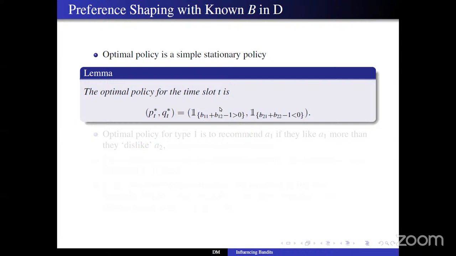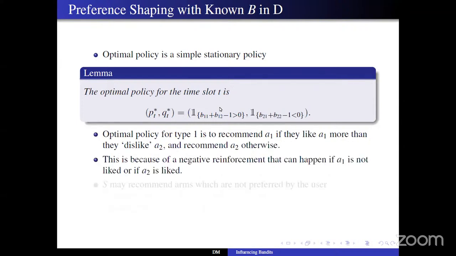Okay, so this is actually quite surprising, at least at first glance. If you want to interpret this in words, you're looking at B11, the probability that I like my type, and I'm comparing it to 1 minus B22, the probability that I, quote unquote, dislike the other arm. So S is going to recommend my type to me if I like my arm more than I dislike the other arm. It's not too hard to show this. I'll skip the proof. So the optimal policy for type 1 is to recommend A1 if they like A1 more than they dislike A2, and you can write a similar one for type 2. So it's a fixed policy which doesn't change with time, and you choose P and Q depending on the B's.